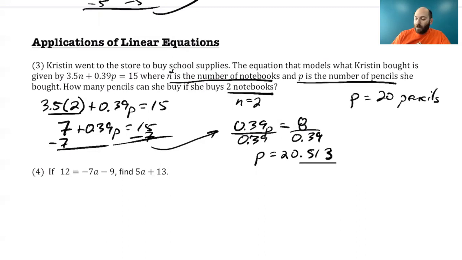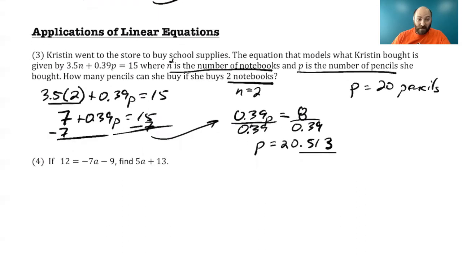Okay. For number 4, this is a fun little 2-step process. If this is true, find 5a plus 13. So thanks to what I have here, I can actually solve for this a. We're going to go ahead and do our process. We're going to add 9 to both sides. It's going to give me 21 is equal to negative 7a. Divide both sides by negative 7, and I get a negative 3.